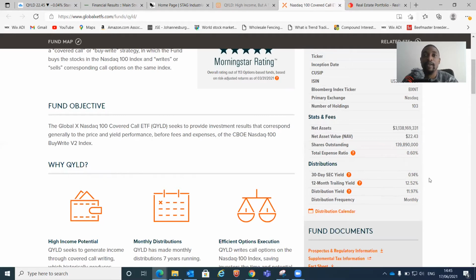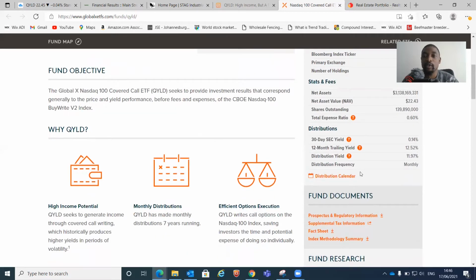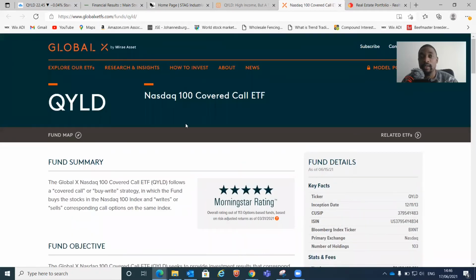So basically, the yield that you can expect from this ETF is about 12%, meaning that for every 100 rand you invest, in theory, you should expect about 12 rands. But in this case, it's in US dollars. And the distribution frequency is monthly. So this is just a brief summary of this ETF.